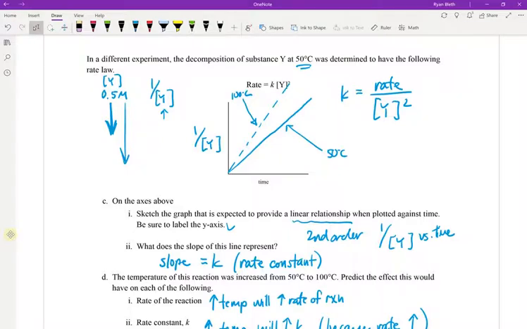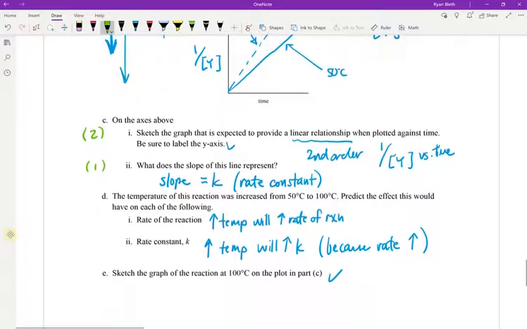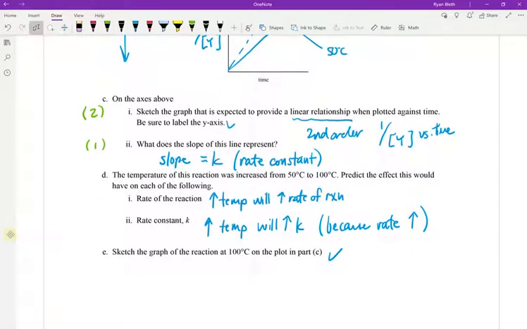For part C, sketch the graph that provides the linear relationship when plotted against time, and then be sure to label the axis. So there'll be 2 points there. One for the linear graph, or the fit line that's linear there, and that was our 50-degree one, and then 1 point for the axis label. 1 point for telling me that that's going to be the slope, or the rate. The slope is going to be the rate constant, or K. Point here, and then a point here, especially because it didn't ask for justification.